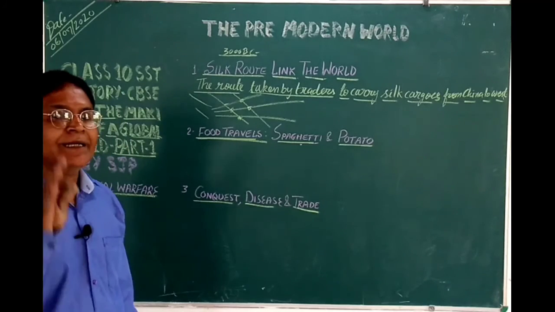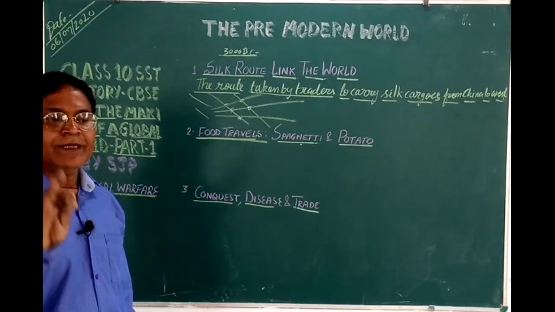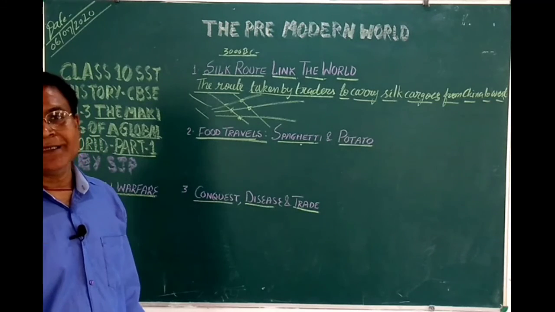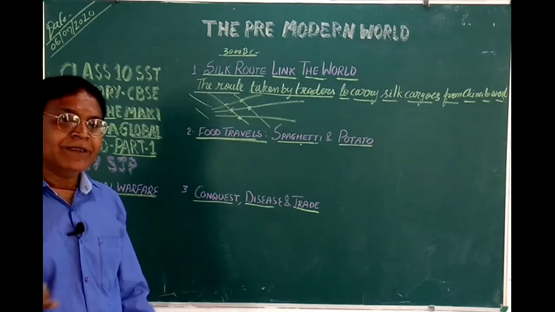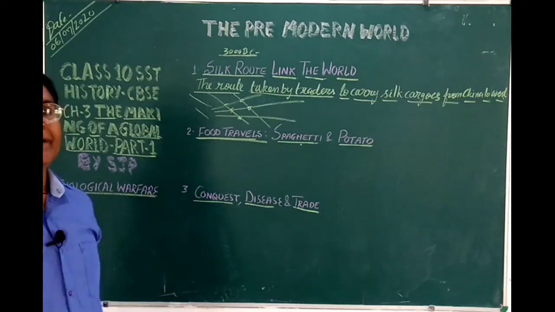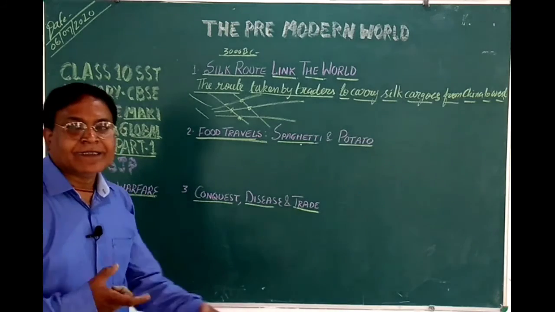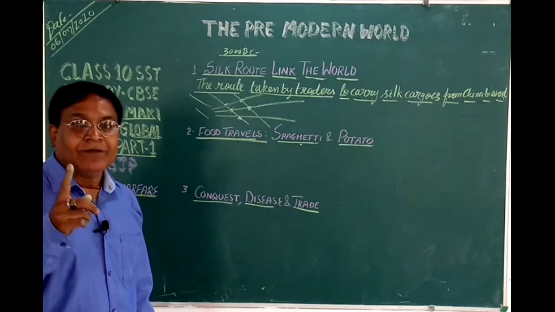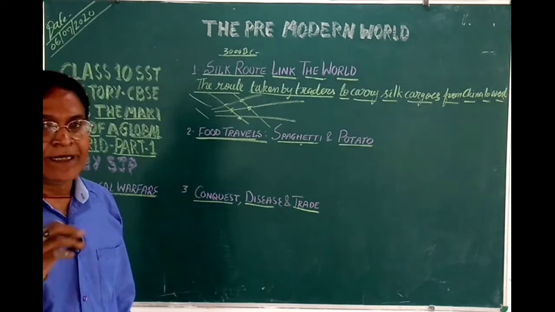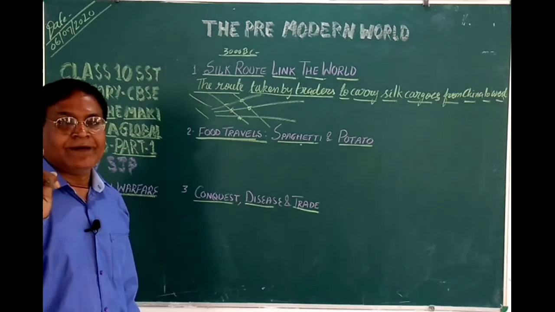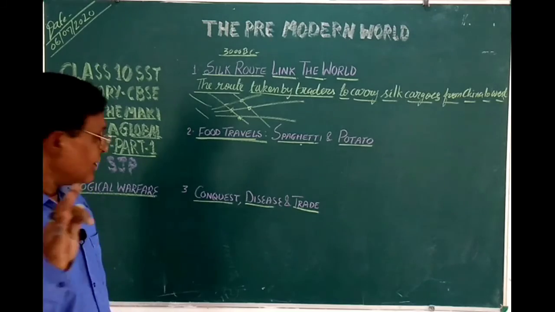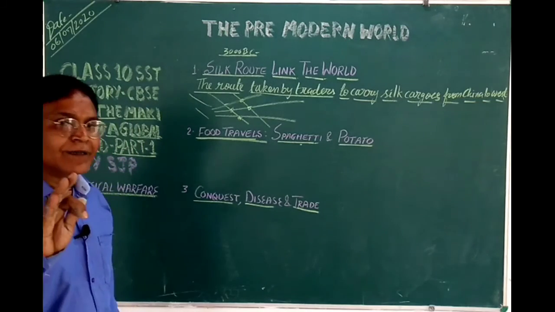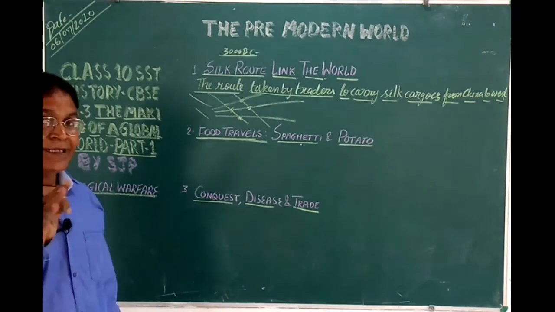Children, guns can be bought. It can be captured, and it can be turned against invaders. But what about diseases? That is not possible with this. That's why Europeans became successful and conquered most of the territories of the world using diseases.